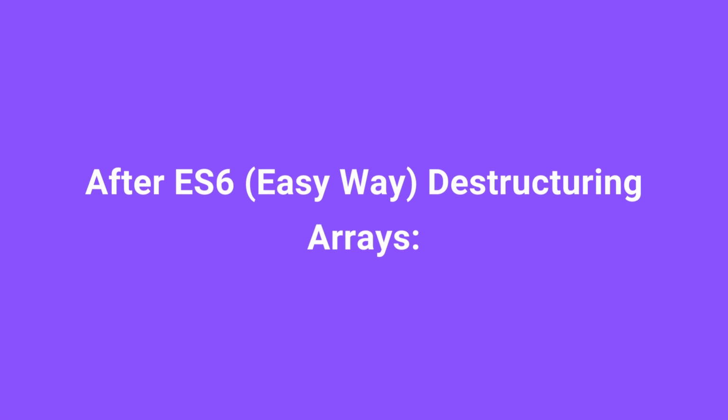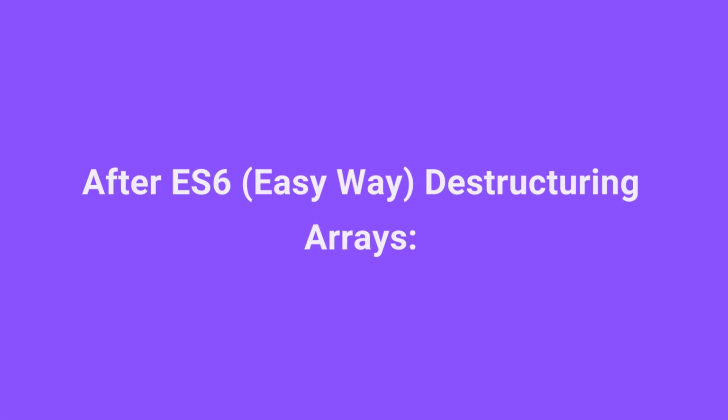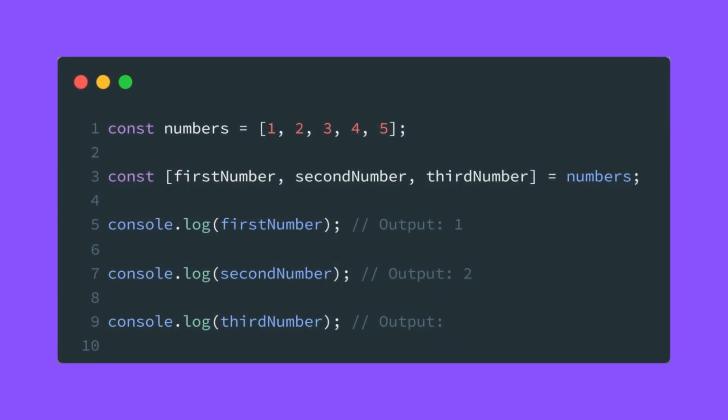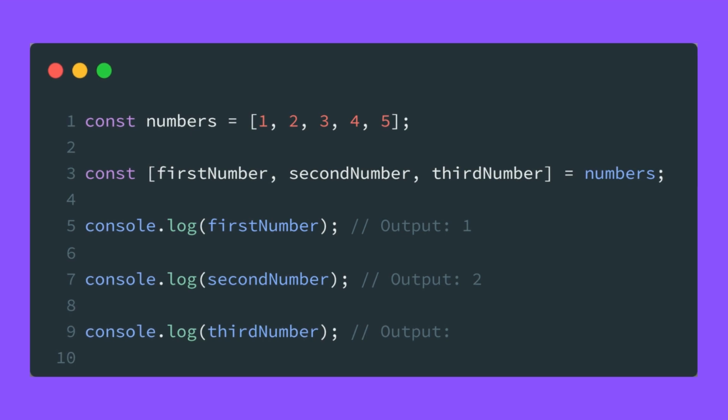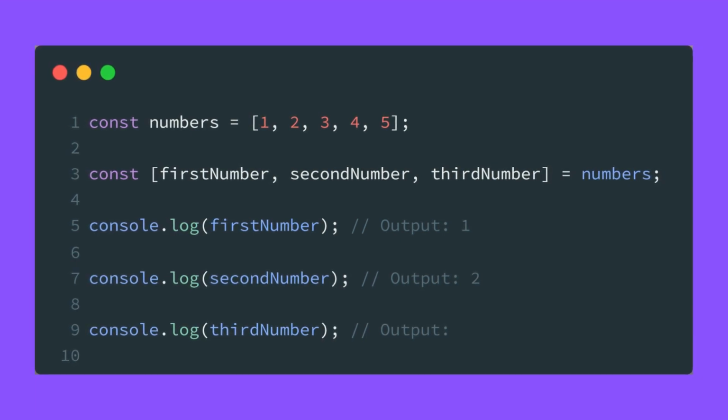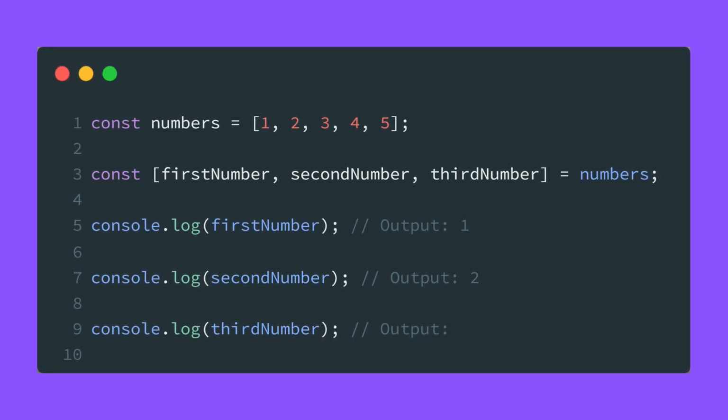After ES6, ECMAScript 2015, a more convenient and concise way of destructuring arrays was introduced, making it easier to extract values from arrays and assign them to variables. The code defines an array numbers with values 1 through 5. It uses destructuring to assign the first 3 values of the array to variables: firstNumber, secondNumber, and thirdNumber. The subsequent console.log statements display these assigned values, 1, 2, and 3, respectively.